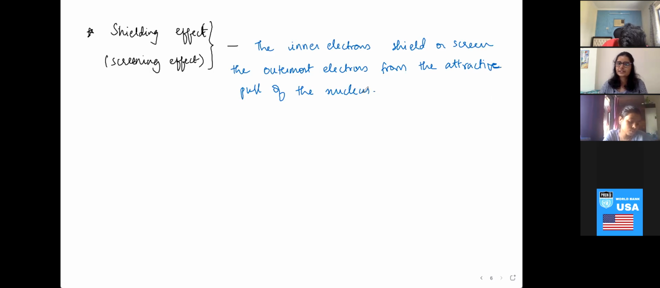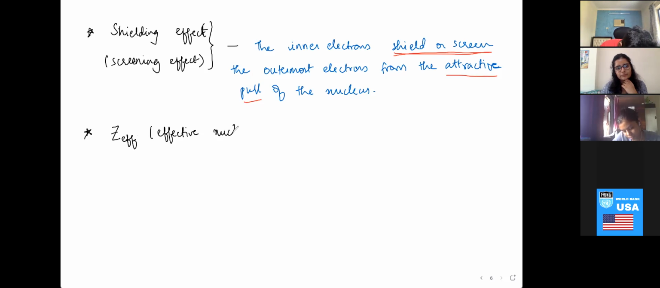So this effect is called shielding or screening effect. You can see why it's called that, because there's literally a shielding, screening thing happening there. It is screening from the attractive pull. Okay. And there's another thing called effective nuclear charge. Yeah, write it down, then we'll discuss what it is.